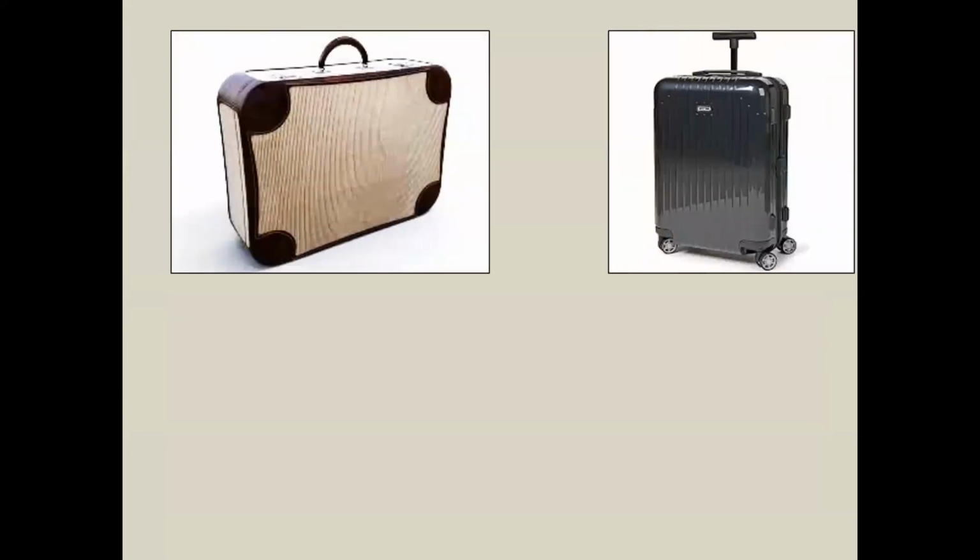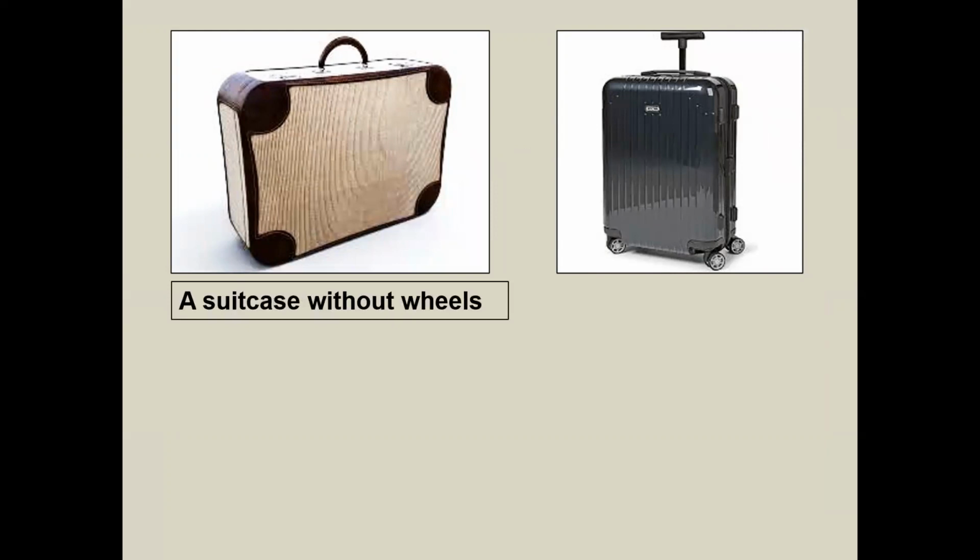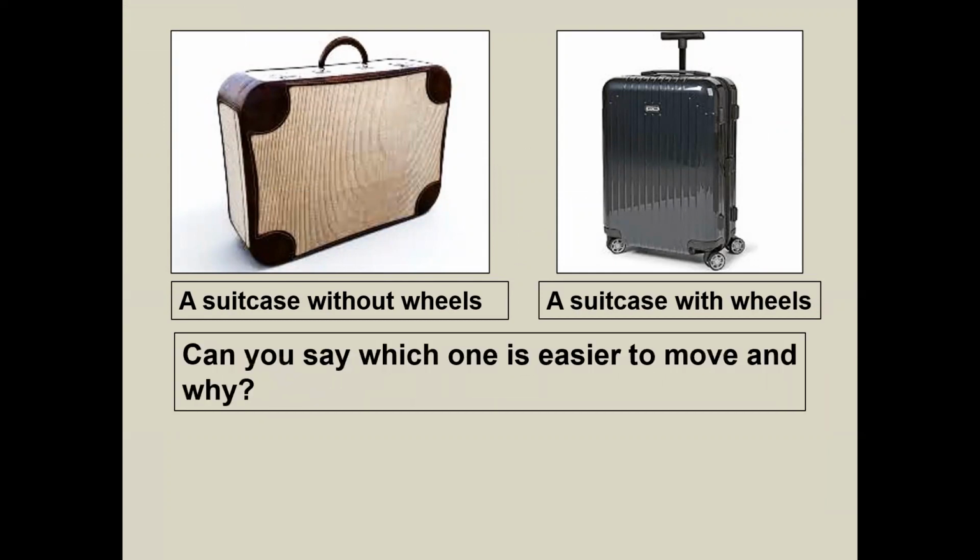Before going to the lesson, I want to show you two pictures. What do you see in this picture? I think you know. It is a suitcase. The first one is without any wheel. And the second one, you see a suitcase with wheels. Can you tell which one is easier to move and why?